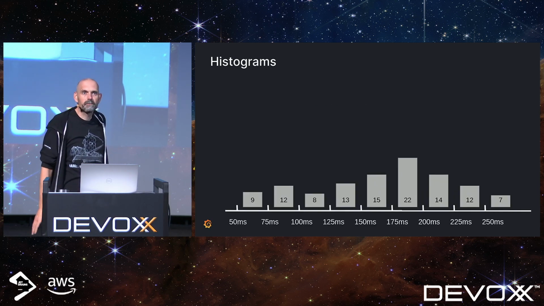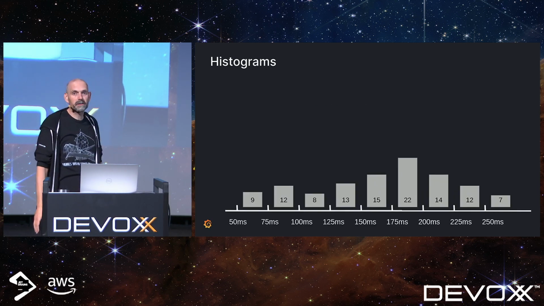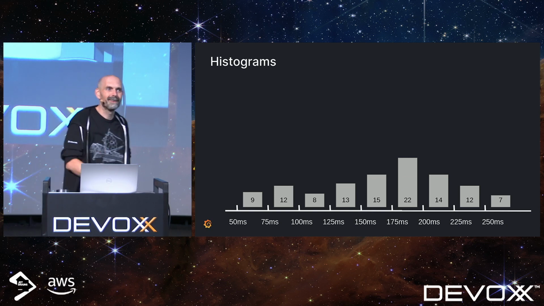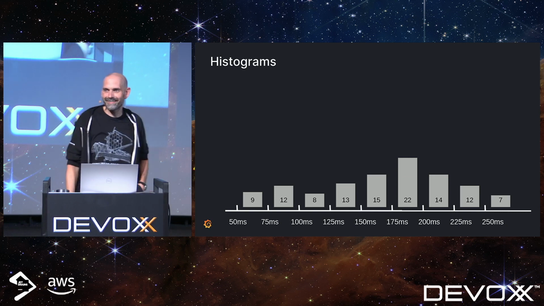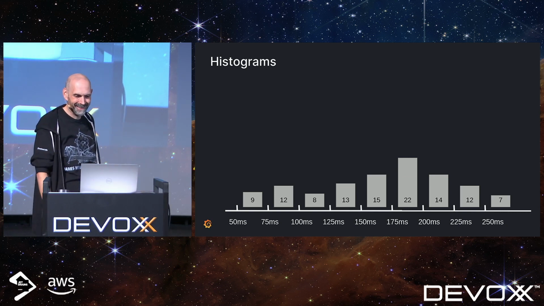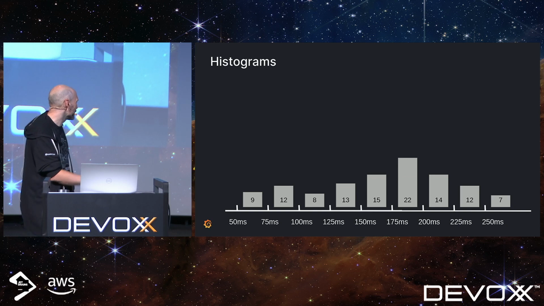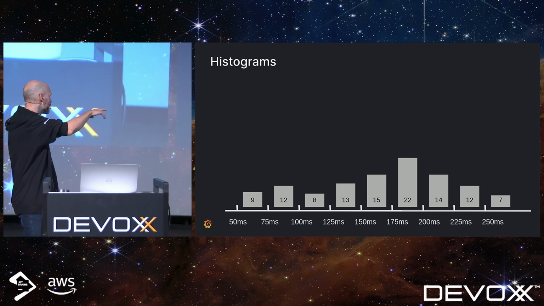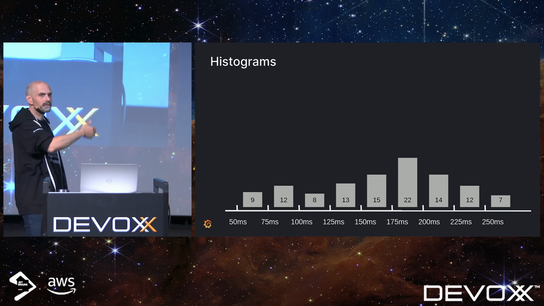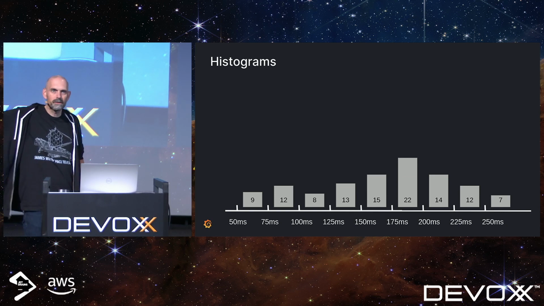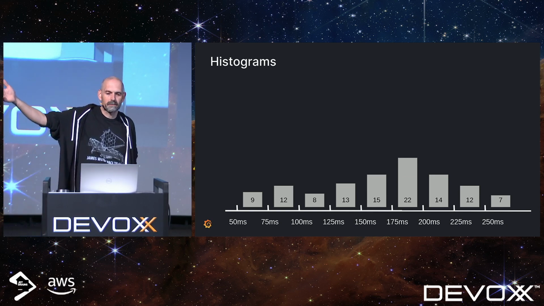One thing that solves this lack of aggregation is histograms, but it comes with other issues. That's always the case. There's no golden bullet, I guess. So histograms, I think everyone knows how they work, what they are. You have buckets, in this example, between 50 milliseconds and 75, between 75 and 100, and so forth, and you just count the number of observations in each bucket, right?